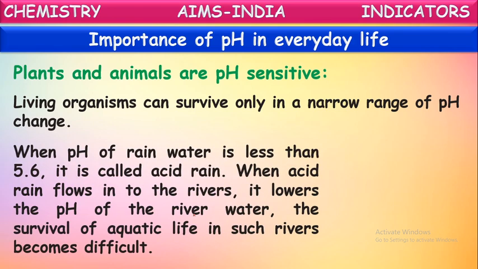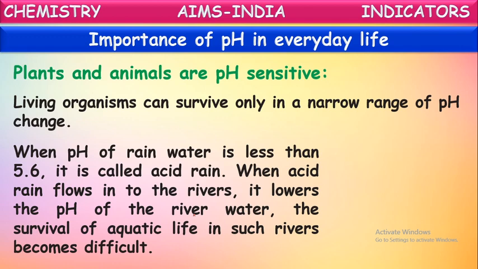When the pH of rainwater is less than 5.6, it is called acid rain. Generally, water in its pure form is neutral, but rainwater, while coming from the sky to land, dissolves some gases like carbon dioxide and some other non-metallic oxides, so that it becomes slightly acidic in nature. So its pH will be around 5.6. That is called acid rain.